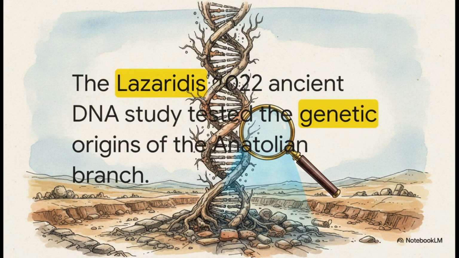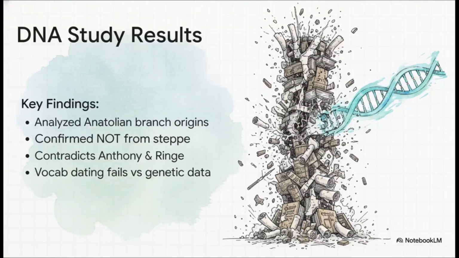They looked specifically at the Anatolian branch of the Indo-European family tree, which is an ancient language offshoot located in modern-day Turkey. So the crucial point we need to highlight here is this. The hard genetic data from Lazaridis definitively showed that the Anatolian branch did not emerge from the steppe. This directly contradicts the core predictions of the Anthony and Ringe model, which specifically claimed Anatolian absolutely came from that steppe origin. The vocabulary dating argument essentially collapsed the moment it came into contact with actual genetic evidence applied to its own predicted branches.